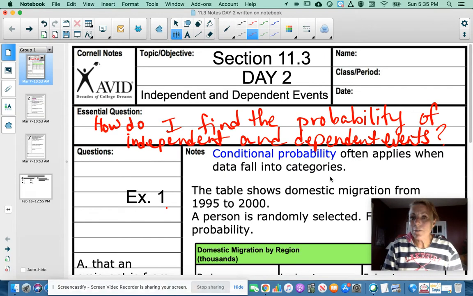Video on section 11.3 day 2, independent and dependent events. Please write down the essential question. How do I find the probability of independent and dependent events?